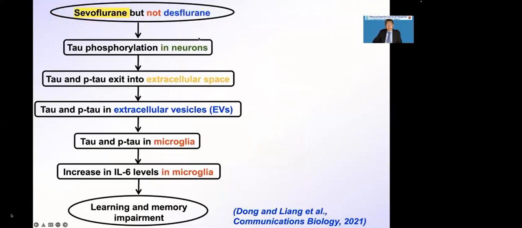So here is our potential mechanism. Sevoflurane can cause tau protein phosphorylation inside neurons, but not desflurane. When tau becomes phosphorylated, it is just like having an airline ticket. It can come out from the neuron to the outside. Outside the neuron, it can be carried by extracellular vesicles into microglia, leading to generation of IL-6 inside microglia, causing learning memory impairment. Desflurane doesn't cause tau protein phosphorylation, therefore it doesn't cause tau to come out from neurons into the extracellular space, therefore no increase of IL-6 and no change of learning memory function in the mice.